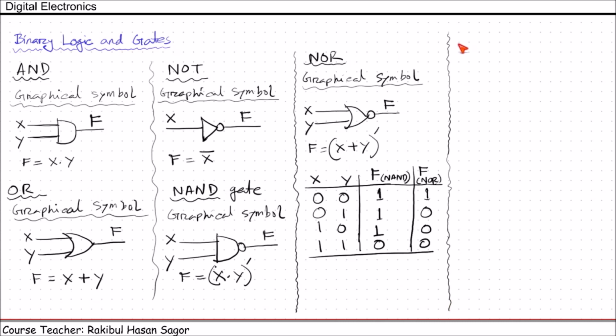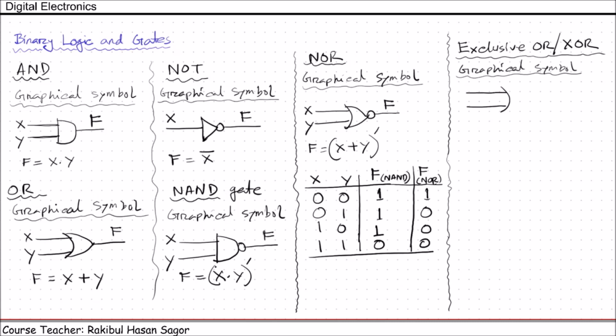We also use other types of gates. One is exclusive OR, or sometimes it is written as XOR. The graphical symbol for XOR gate looks like this. For two input case, this is the output function. This is the graphical symbol. We have X input here, Y input here.